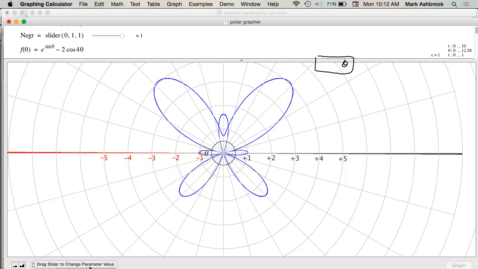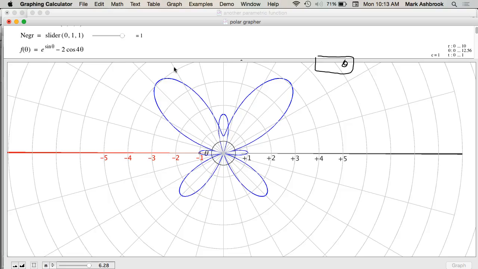So, letting the angle theta increase from 0 to 2 pi, sweeping out all the corresponding r values, you get this set of points. Okay, so that's a complicated function, e to the sine theta minus 2 cosine 4 theta. We'll be doing easier ones. I just wanted to give you an example and cheer you up with a butterfly.